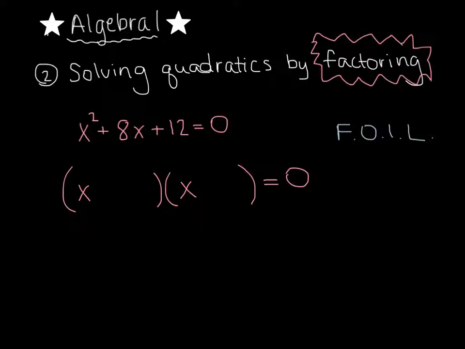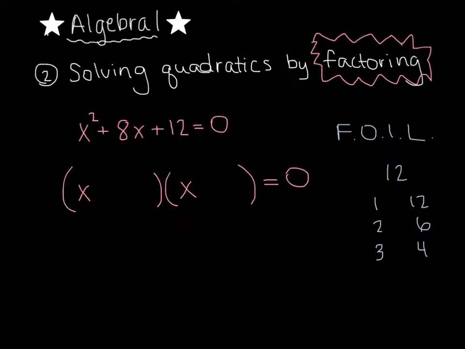So now we're going to jump to the L in FOIL. The L in FOIL stands for the last term times the last term. And the last term here times the last term here has to give you the last term in your trinomial equation. So we know that the last number is 12. If I try to break down 12, here are my options. It's 1 times 12, it's 2 times 6, and it's 3 times 4. So I have 3 options.